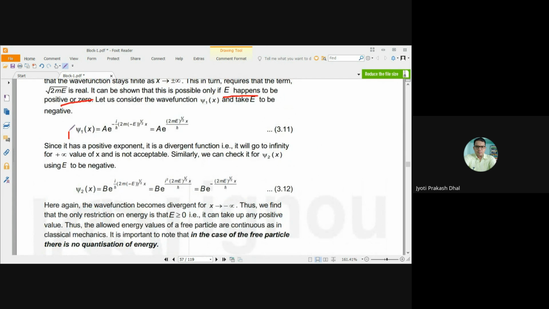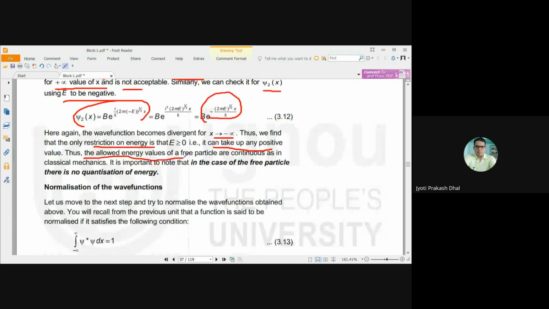So here the first wave function psi 1 equals A into e to the power minus i by h cross square root of 2m minus E x, that is equals A into e to the power square root of 2mE x divided by h cross. Since it has a positive exponent, it is a divergent function, that is, it will go to infinite value for plus infinite values of x, and it is not acceptable.